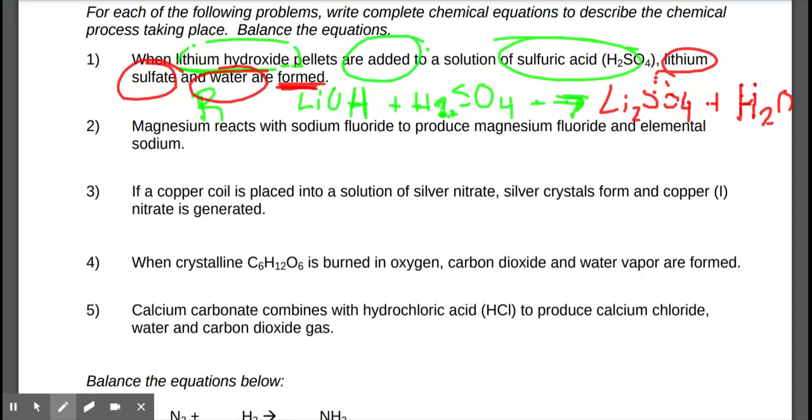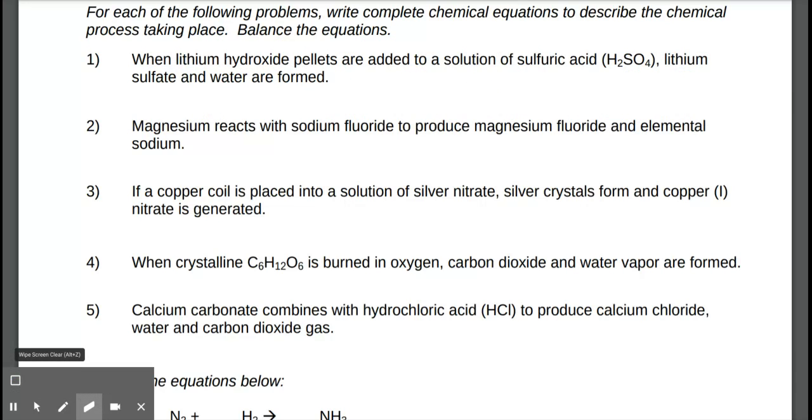Added would be that word that tells you, oh, I'm adding the lithium hydroxide to the sulfuric acid, so this must be my reactant, or reactants, I should say. So that would be how I would set up number one.